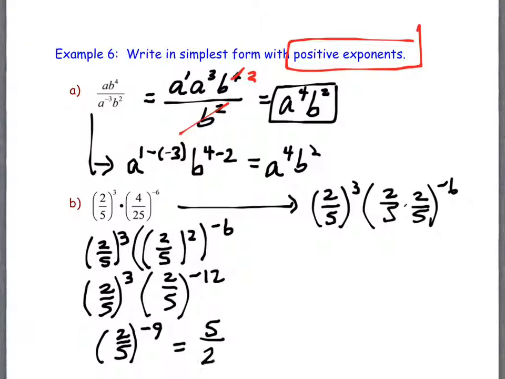This is the answer now, rewritten as 5/2 to the 9th. I leave it in exponential form. You do not have to multiply 5 times itself 9 times or anything like that.